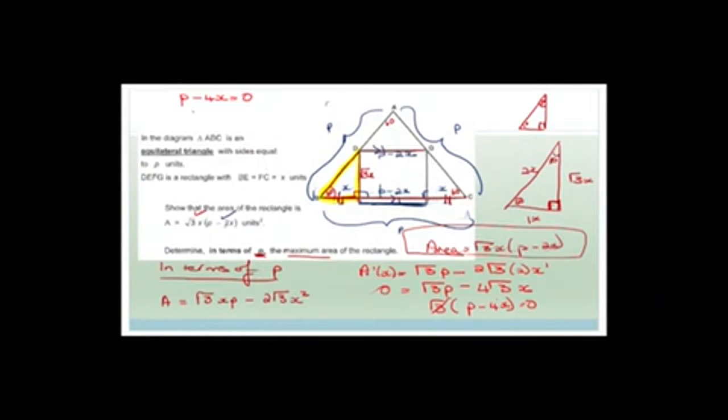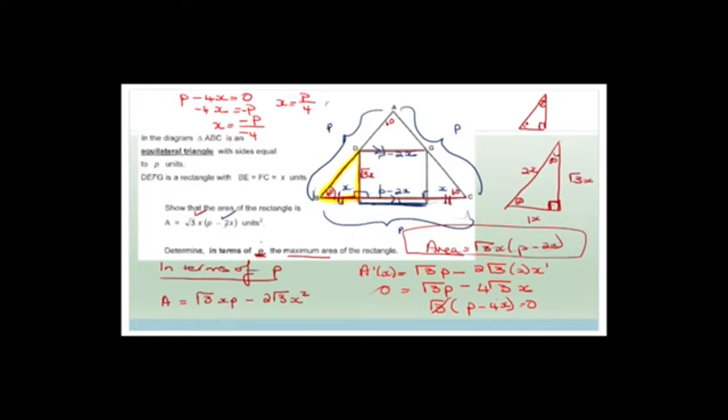I'm writing the top left hand corner now. We're solving for x because we want to find out what this maximum area is in terms of p. So therefore we can say x minus 4x has to be p, so x is going to be minus p over minus 4, so x is equal to p over 4.